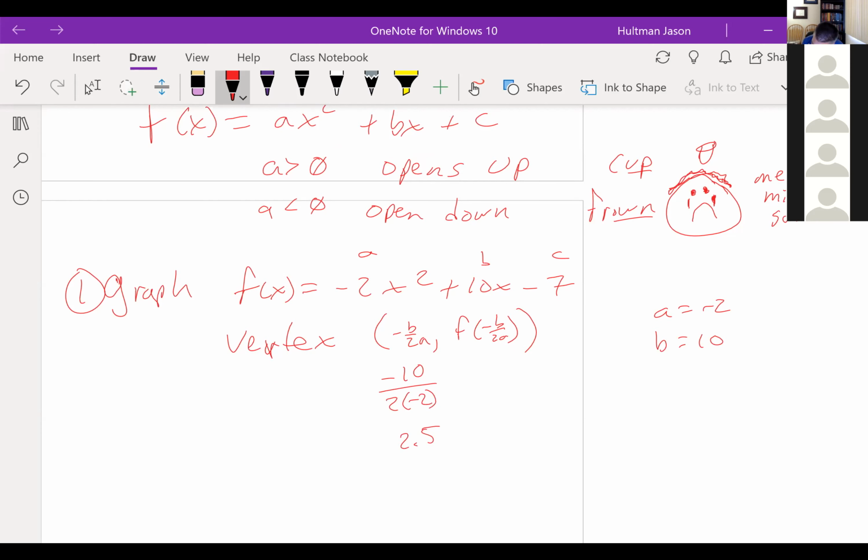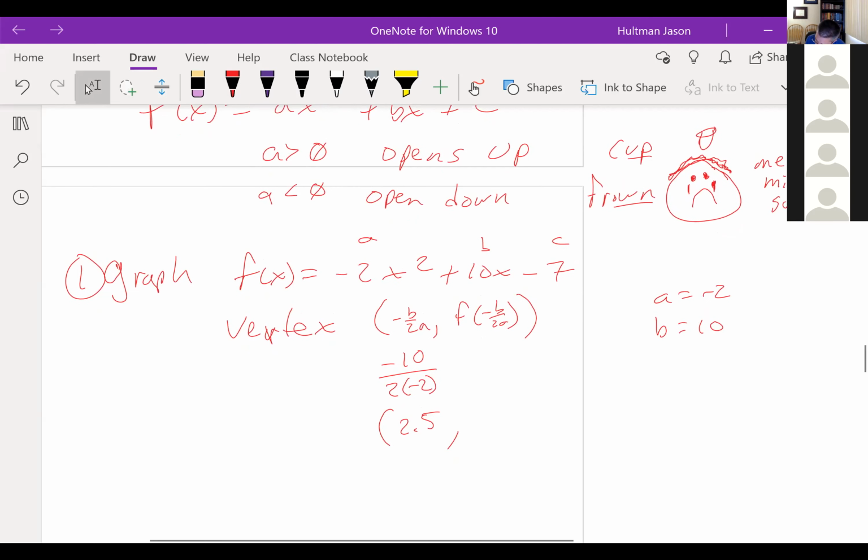The negatives cancel out, I get 2.5. And then I have to figure out, well, what's 2.5 going to be here? I can actually do this in the calculator if I want. So let me stop my sharing for a second. Let's go to the calculator.